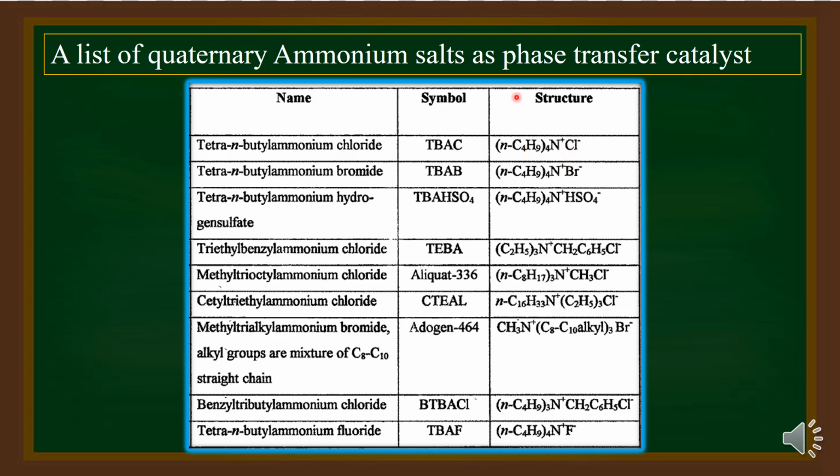So in all these quaternary ammonium salts, you can find the alkyl and aryl groups present. Therefore, these quaternary ammonium salts are miscible with organic phase as well as aqueous phase. That is why they are able to move between the organic and aqueous phase, and they carry the reactant from one phase to another phase.